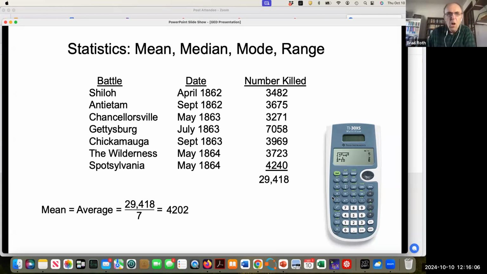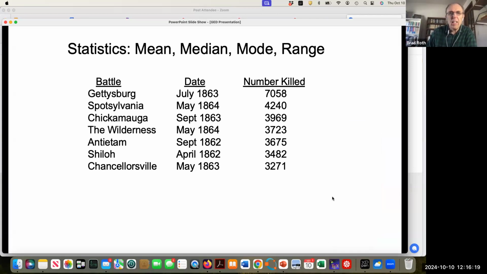Okay, how about the median? What's the difference between the median and the mean? Well, if you want the median, you list the data, instead of chronologically like I've shown here, in order of number killed, with Gettysburg being the highest, then Spotsylvania and on down to Chancellorsville. And the median is just the middle number. So it's right there, the Wilderness battle. So 3,723 would be the median. And it's like a typical number. Half the battles had less, half the battles had more.